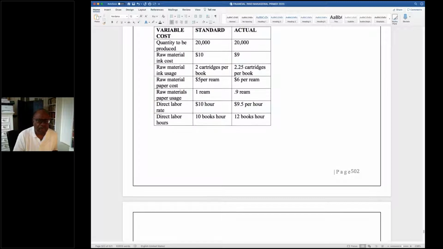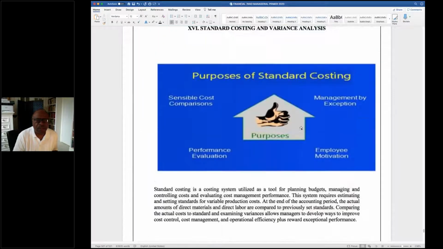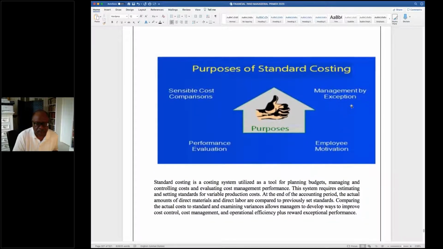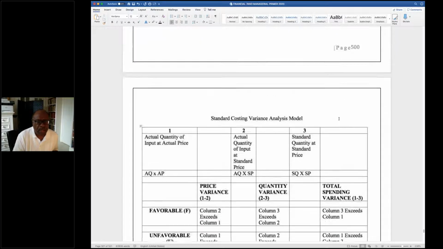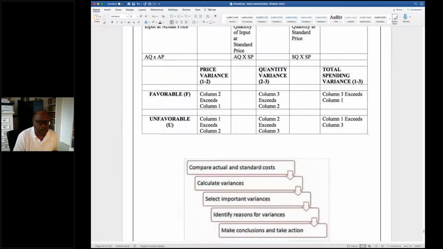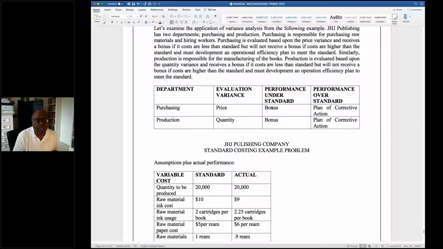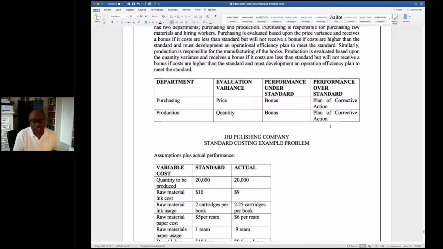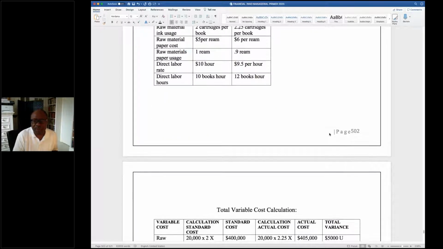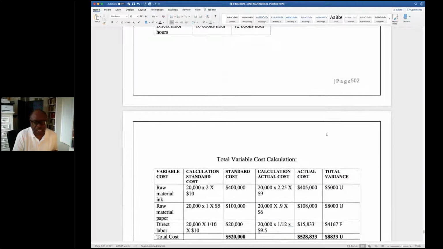So we go back up here for standard costing. What are we trying to do? We want to motivate employees to meet those standards. We're going to do performance evaluations, and we're going to do management by exception. That is, we're going to look at people who accomplish what they're supposed to do, and when they accomplish it, we're going to give them a bonus. When they don't accomplish what they said they're supposed to do, there's a plan of corrective action, which could include firing them.